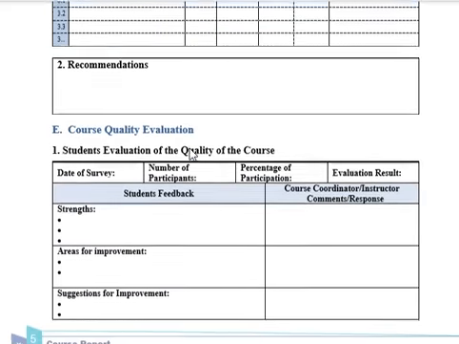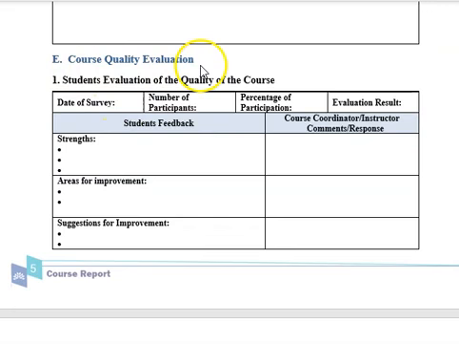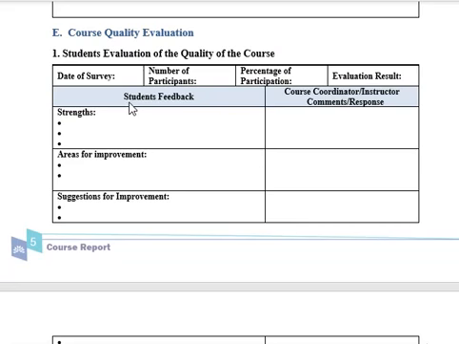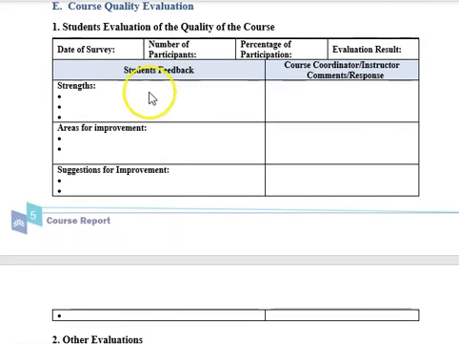Section E, Course Quality Evaluation. As I mentioned before, you have to prepare the student evaluation results of your course. There is a specific NCAAA student evaluation survey for the course. There are 20 different questions about course delivery. Read them carefully and write the date of the survey, the number of participants, and the percentage of participation. The percentage is the number of participating students divided by the number of students who completed the course.